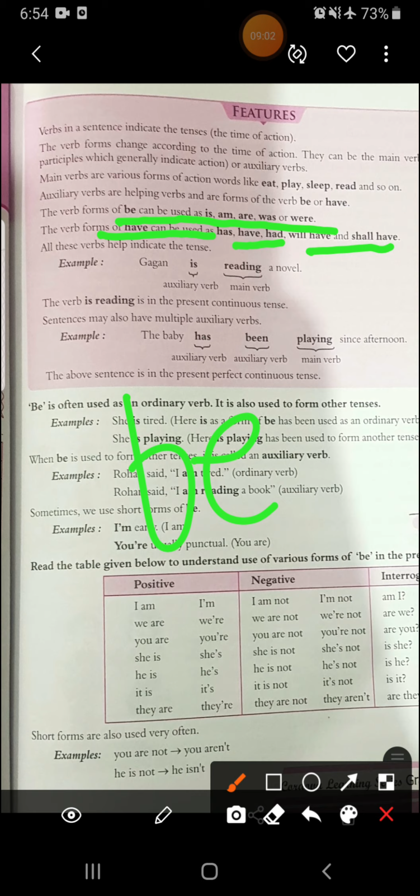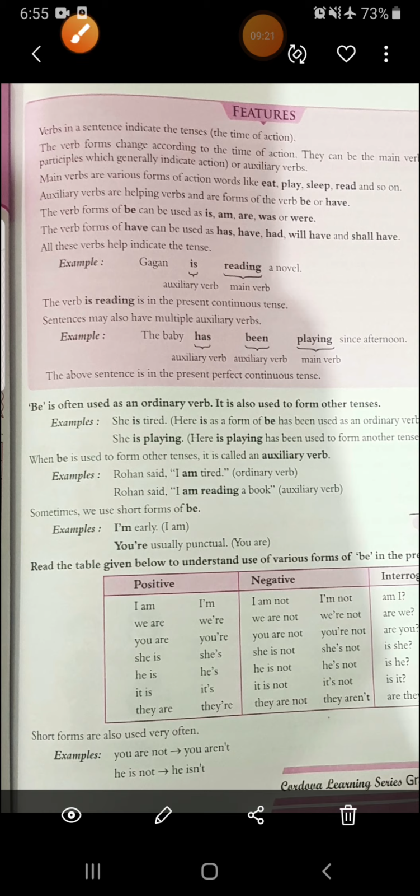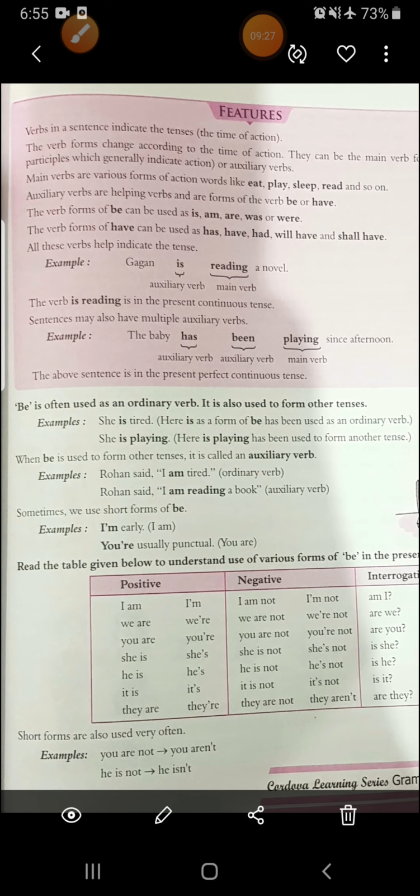Now all these verbs help indicate the tense. Like see, Gagan is reading a novel. Here is and reading both are your verbs. Is is your auxiliary verb and reading is your main verb. Now the verb is reading is in the present continuous tense. Why is it in present continuous tense? Because by the sentence you can understand Gagan is reading a book. The work is still continuing and ing form is used.